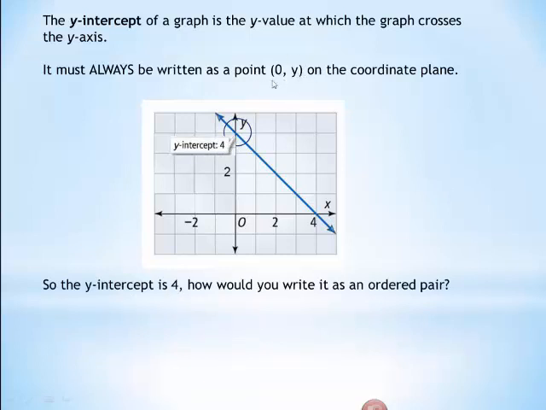However, you have to write it as an ordered pair, where the first number, or the x value, is always 0, and the second number is where it crosses the y-axis, so in order for it to be written correctly, you have to write it as an ordered pair. This problem would be (0, 4). So the y-intercept of example 1 is (0, 4). Go ahead and hit pause and copy that down.